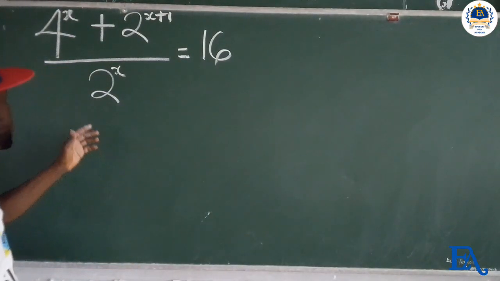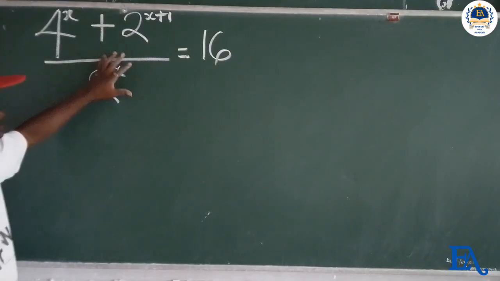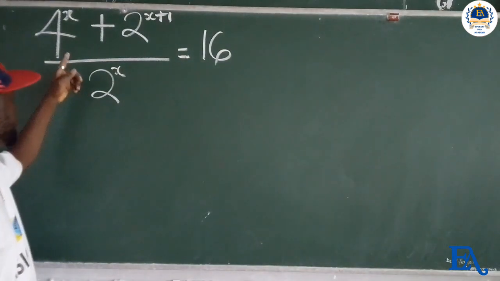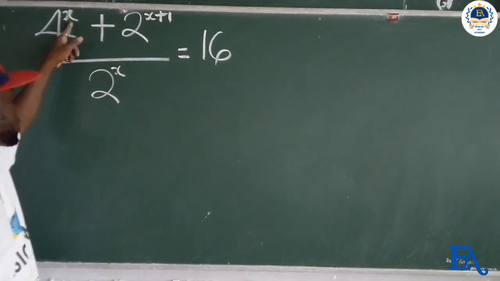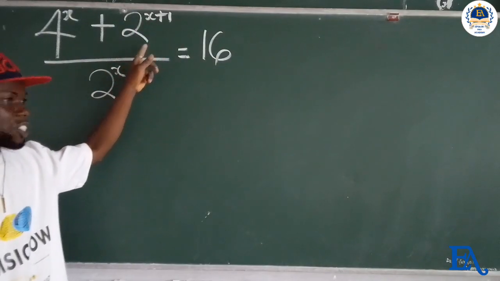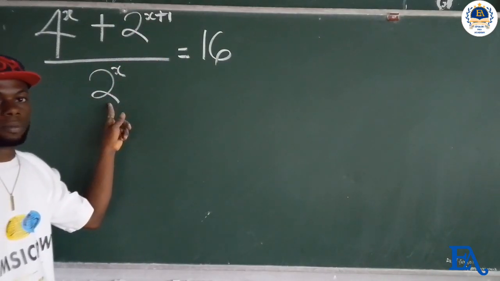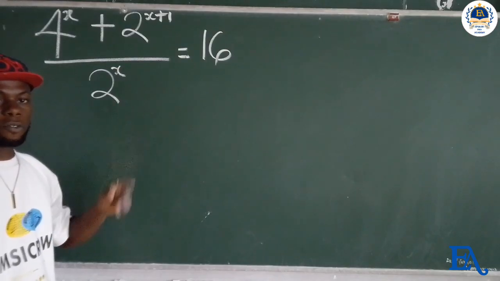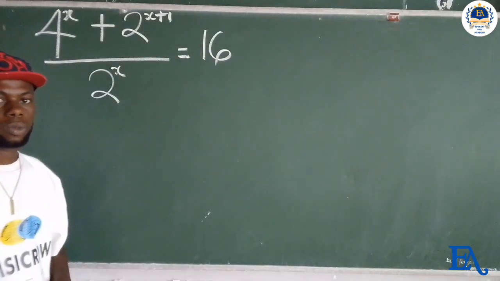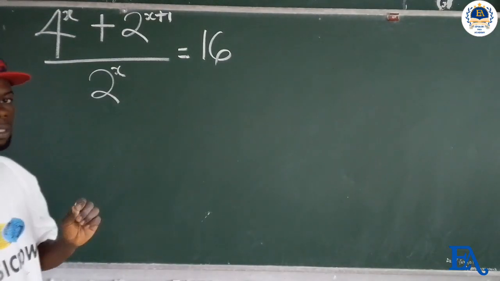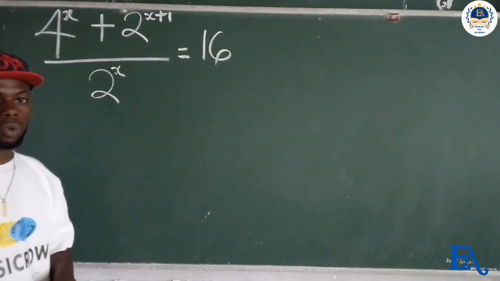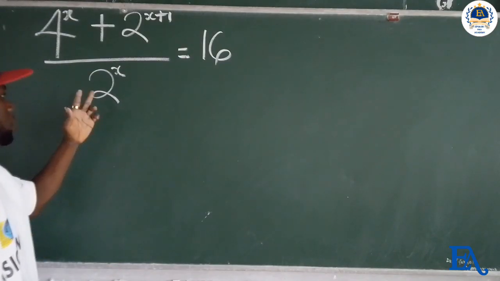In the left hand side, which is everything that we have here, we also observe that this numerator, 4 raised to the power of x plus 2 raised to the power of x plus 1, are sharing the same denominator. So we have to apply the law called division distribution rule to this. That is the first thing we have to obtain, the division distribution rule, because they are sharing the same denominator.